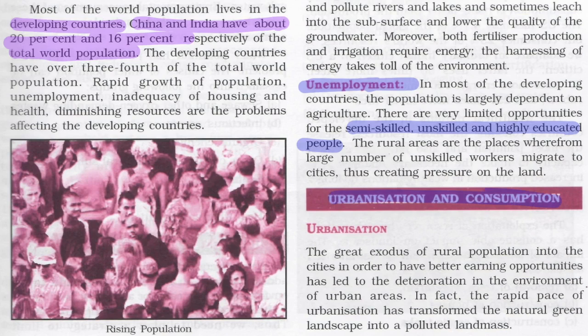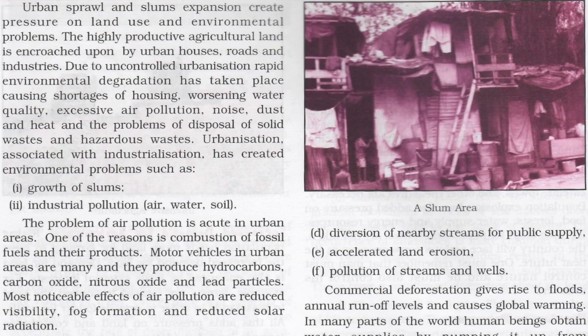Urbanization and consumption. Urbanization. The major rural population in the cities, those who have come for better earning opportunities, has led to deterioration in the environment of urban areas. And this pace of urbanization has transformed the natural green landscape into polluted landmass. Urban sprawl and slum expansion created pressure on land use as well as environmental problems.